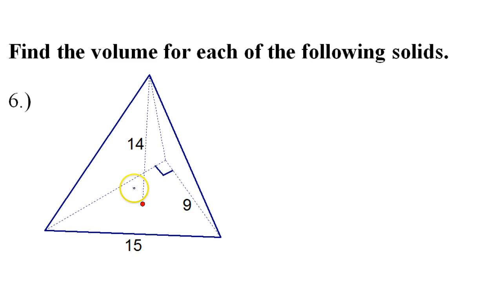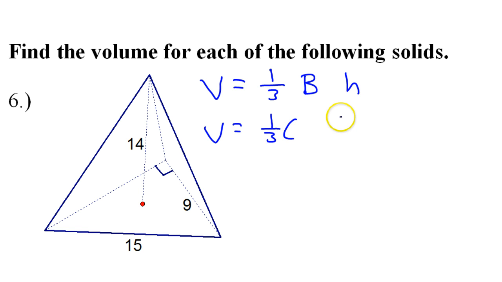For number 6, we are dealing with a pyramid. The formula for the volume of a pyramid is 1/3 the area of the base times the height. So we need to do 1/3 times the area of the base times the height. Now we know the height is given to us directly. It's 14. So all we need is to calculate the area of the base.